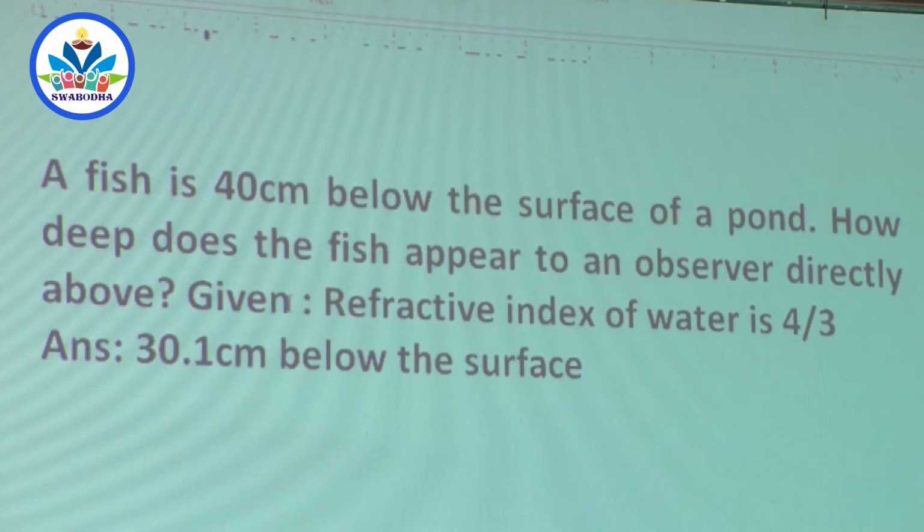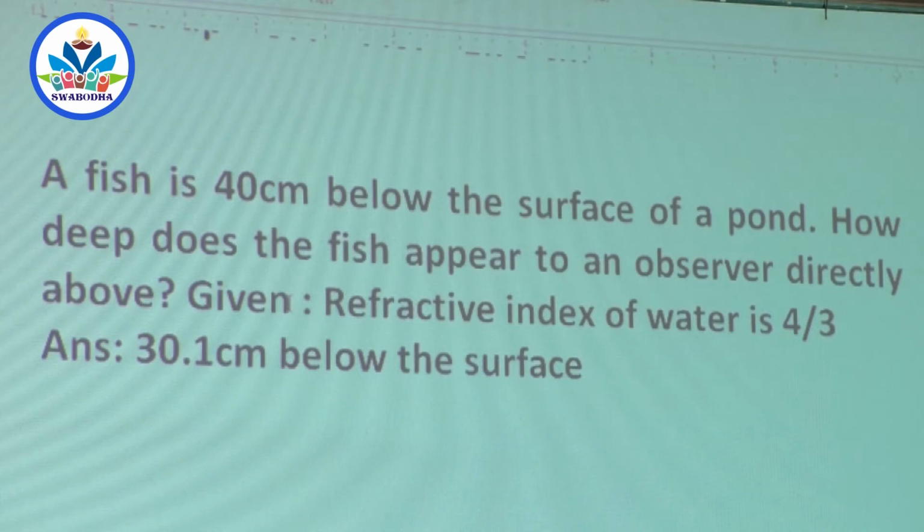Real depth is 40, by n, which is 4 by 3, so 4 will be in the denominator, 3 will come to the numerator. 120 divided by 3, that is 120 divided by 3 is equal to 40, right? No. A fish is 40 centimeter below the surface of a pond. How does the fish appear to an observer directly above, given the refractive index of water? So real depth by apparent depth. Apparent depth is real depth by n.